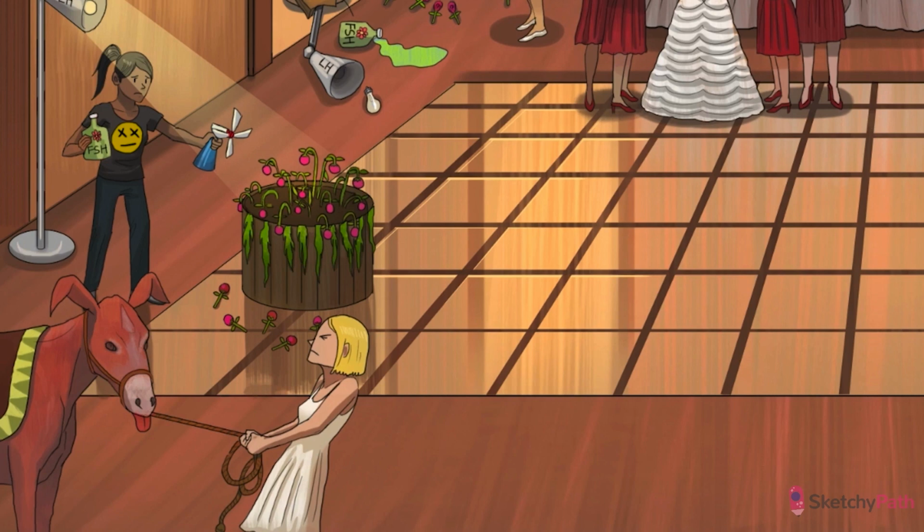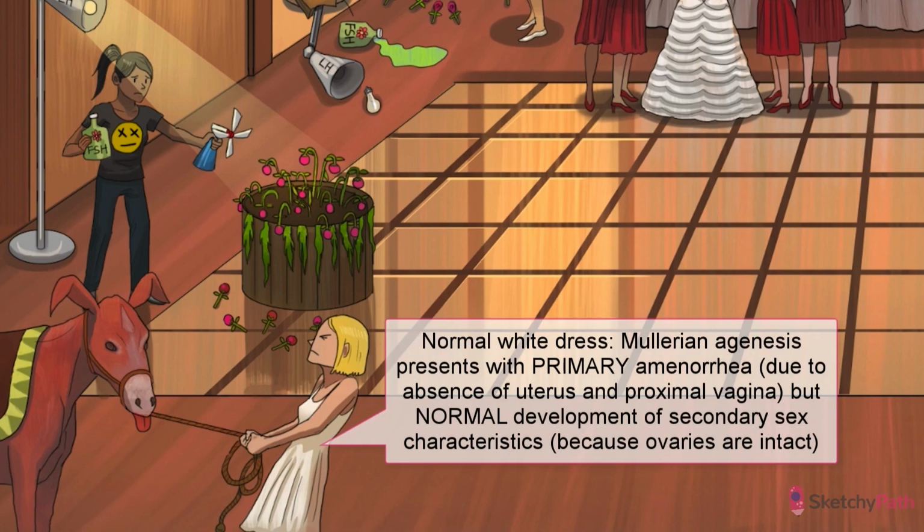In Müllerian agenesis, also called Mayer-Rokitansky-Küster-Hauser, or MRKH syndrome, the Müllerian ducts don't develop, so the fallopian tubes, uterus, and upper vagina are absent. Of course, without a uterus, there's no menstruation. However, the hypothalamic pituitary gonadal axis is completely functional, meaning the hormonal cycles are normal. Girls develop normal secondary sex characteristics, but just don't menstruate because there's literally no uterus.